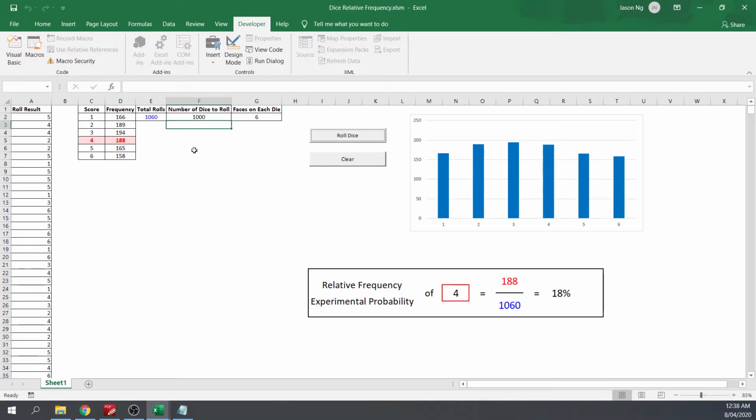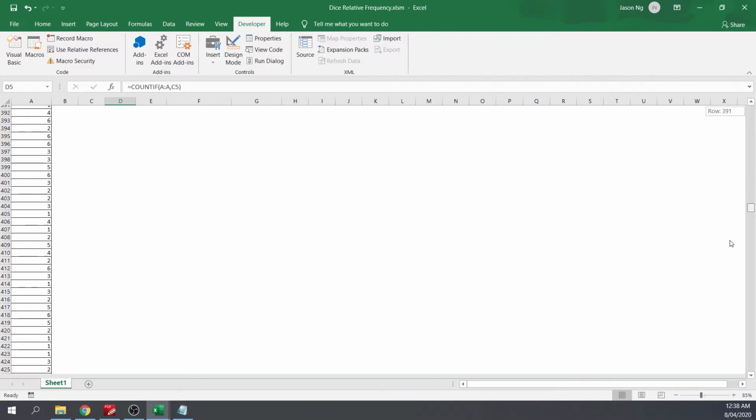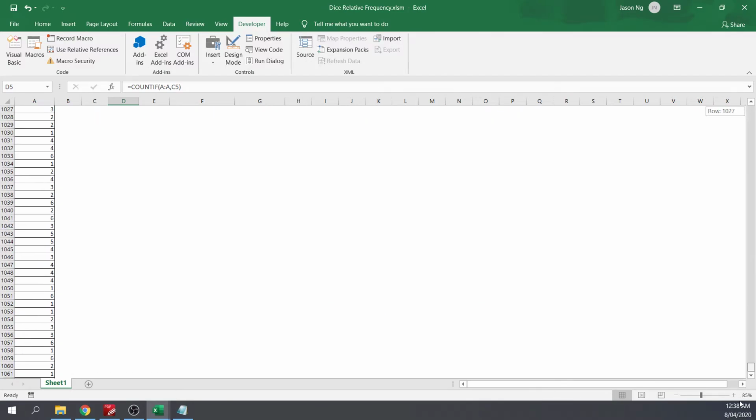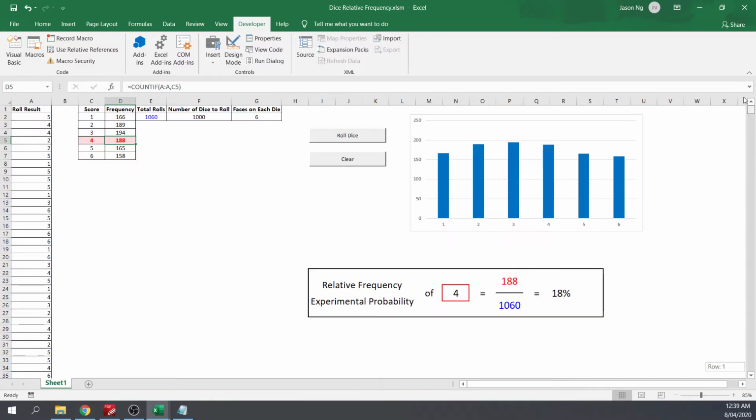Wait for it. And what we find is it is fairly close, right? The relative frequency, or experimental probability, of getting a 4 now is 188 4s out of 1,060. There's actually 1,060 rolls here. So look, it goes to 1061 because I've got a header row.